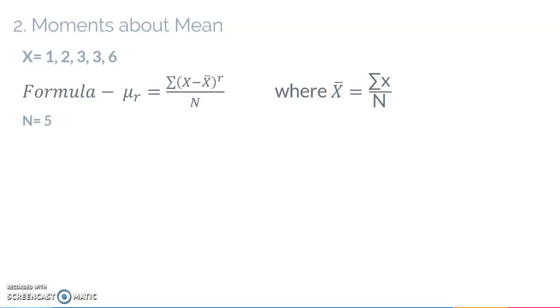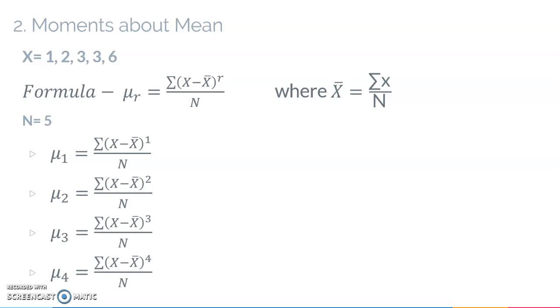Total number of elements in the data is n. So let us derive individual formulae. For the first central moment, put the value of r as 1. For the second central moment, put the value of r as 2, then r as 3 and r as 4. So if you check here, the first thing we require is to find out the value of x bar.